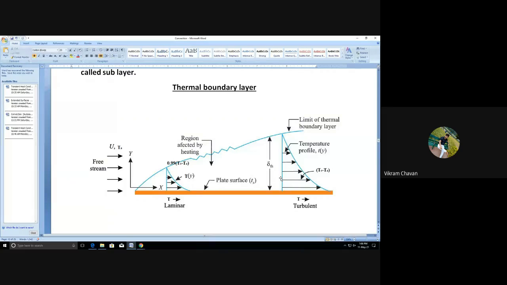Today we are going to understand the thermal boundary layer. I think the screen is visible to you, but for more visibility, those using mobile can rotate your screen and use the zoom feature also.